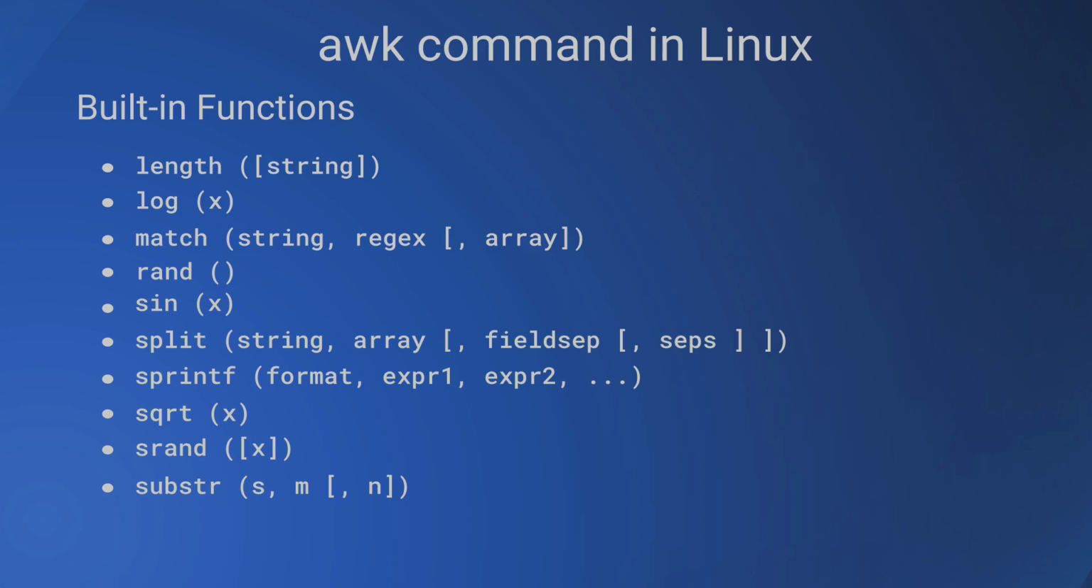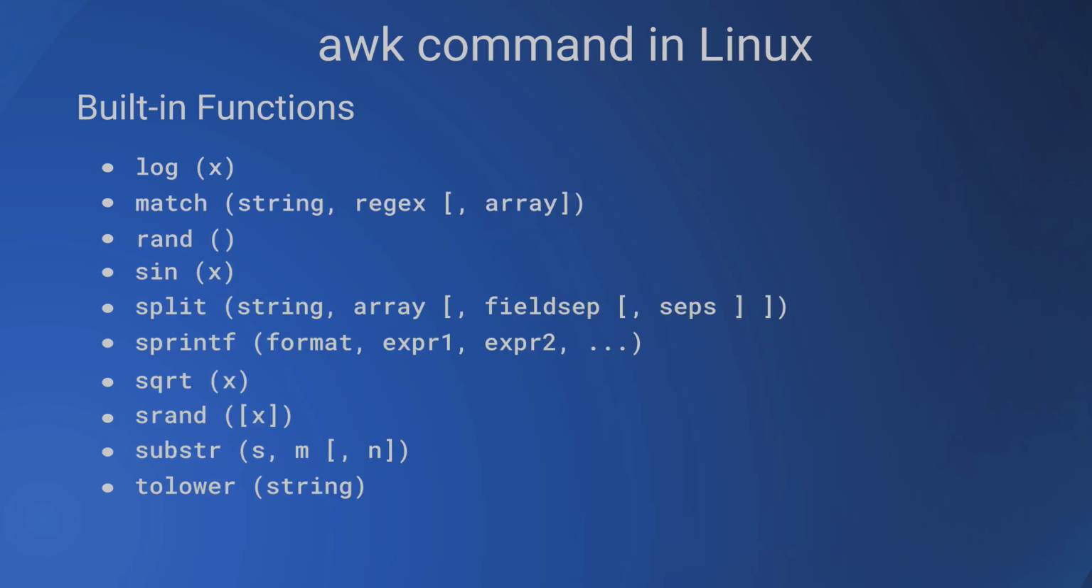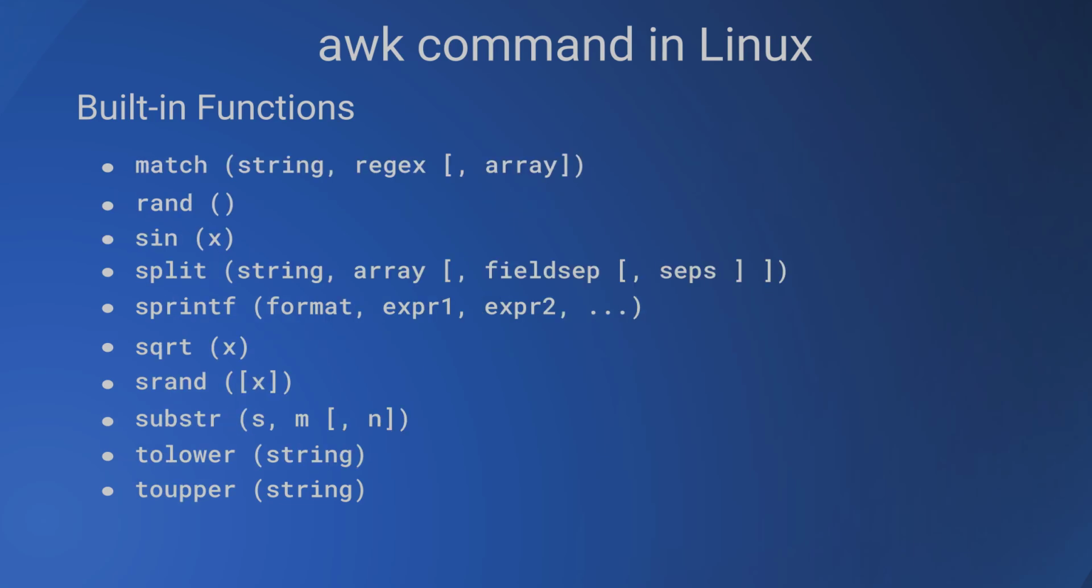substr(s, m, optional n) returns the substring of string s starting at index m of length n. If n is not given, substr returns the entire suffix of string starting at position m. tolower(string) returns a copy of string with each uppercase character replaced by its lowercase counterpart. toupper(string) is the converse of tolower function. It returns a copy of string with each lowercase character replaced by its uppercase counterpart. And we come to the end of this video.